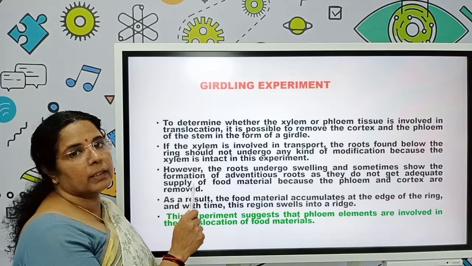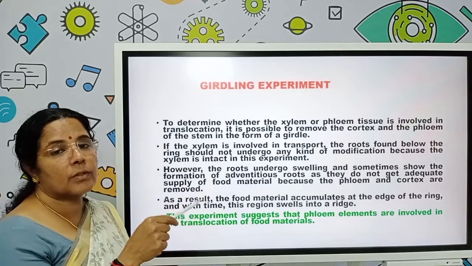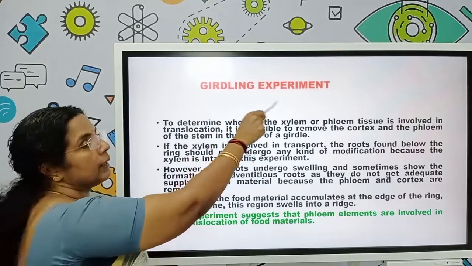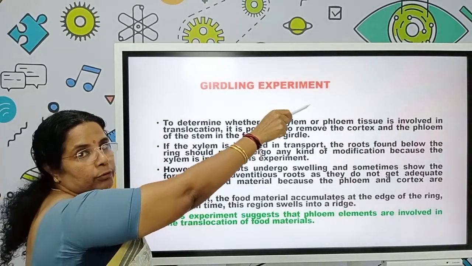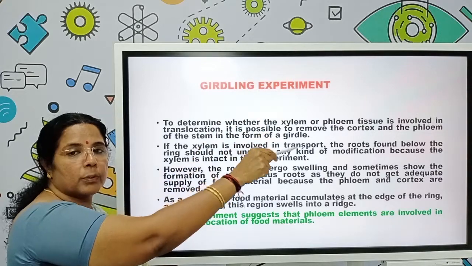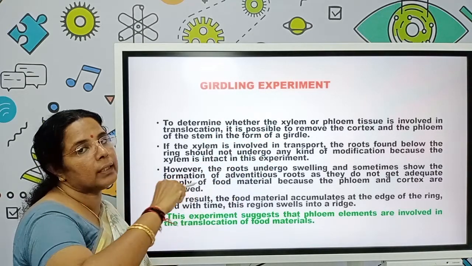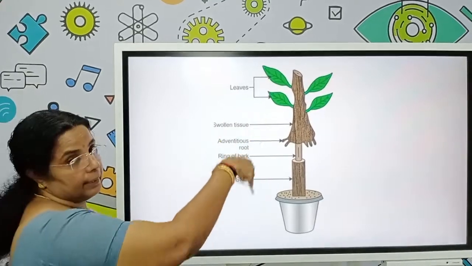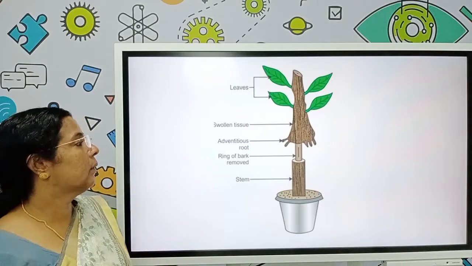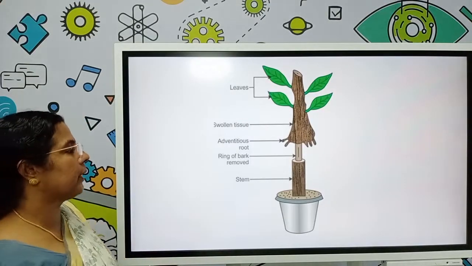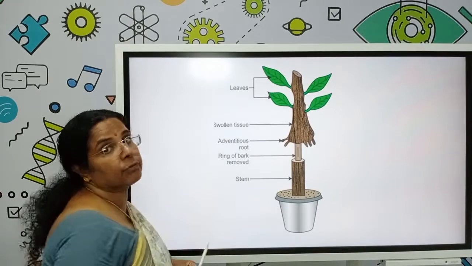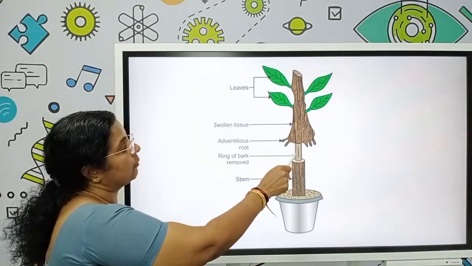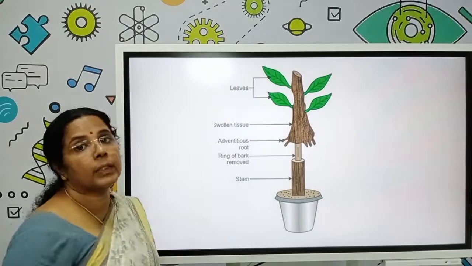Here is an experiment that shows that food is transported mainly through the phloem and not through the xylem. That's the girdling experiment that gives the proof that food is transported through the phloem only and not through the xylem. So in the girdling experiment, you have to take a branch of a tree or a plant, and you have to remove the bark from that plant. You have to remove only the bark and not cause any harm to the xylem.